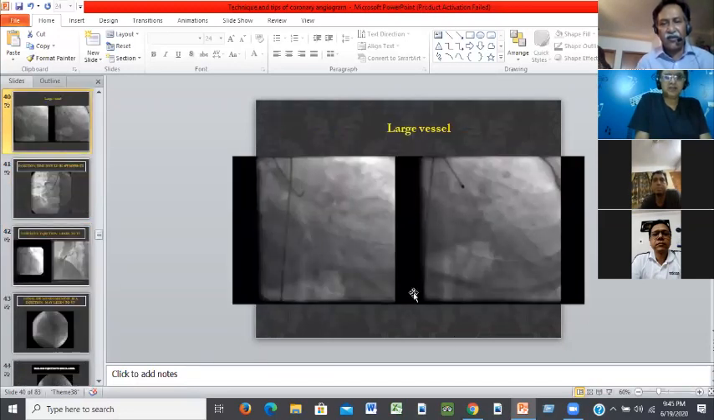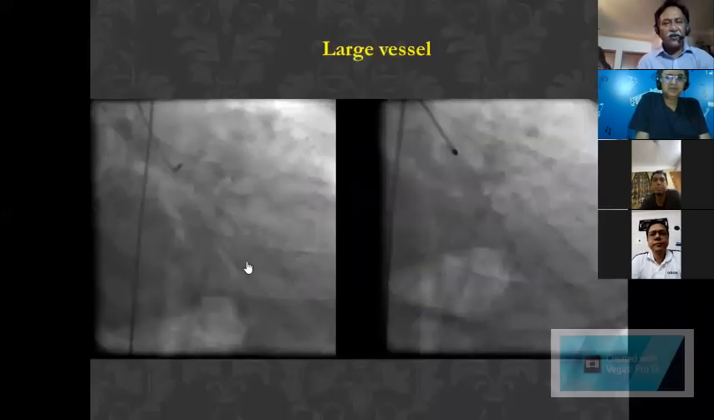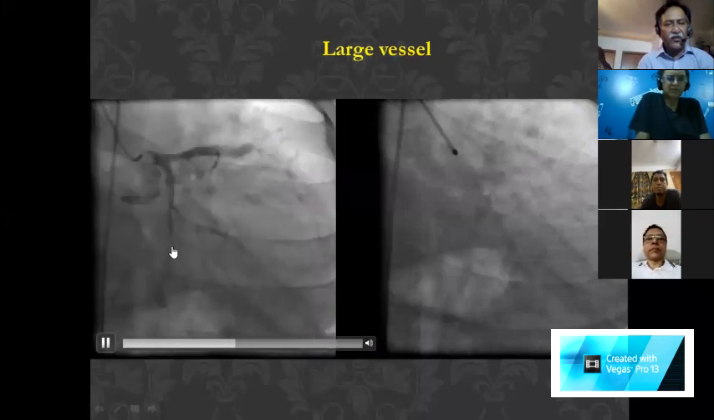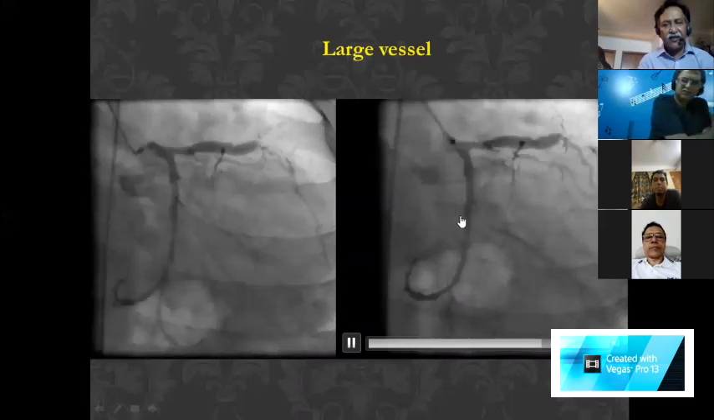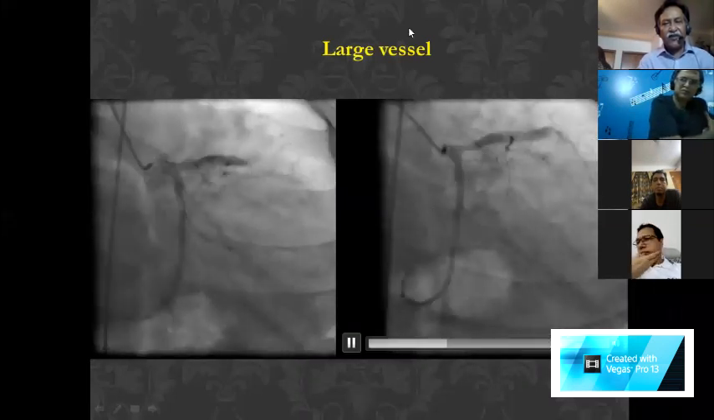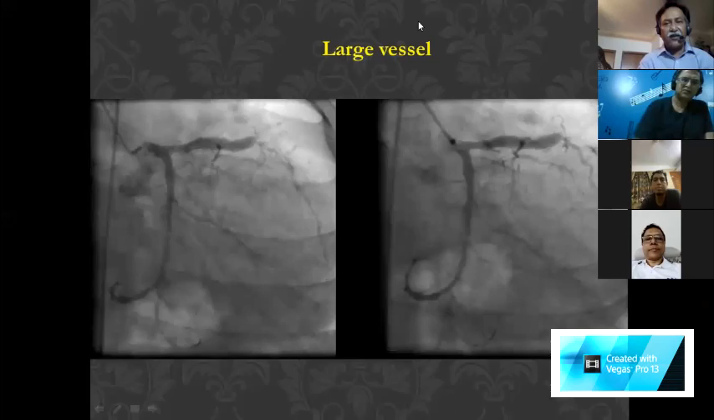This is a slide. You will see this is a patient in which the lesion of the circumflex is not well visualized with the 5 French. Take a 6-French catheter, and the lesion is well visualized. So that depends on the initial choice.